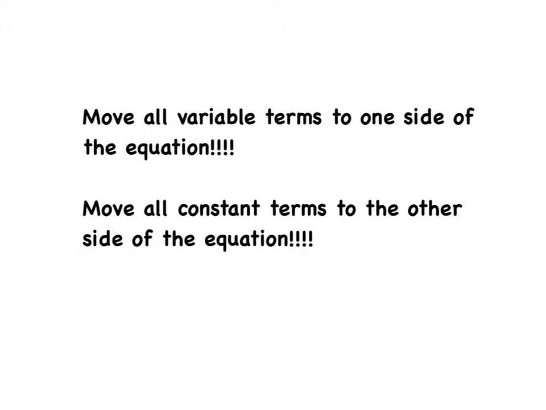The first one is I want you to move all variable terms to one side of the equation. I like to move it always over to the left side of the equation. That's just my specific way that I like to do it. And the next one is to move all of the constant terms to the other side of the equation. And with that, the other side that I like to move them to is the right side of the equation. By constant terms, I mean if you just have a number that is not attached to a variable, like the number 4 or the number -3.